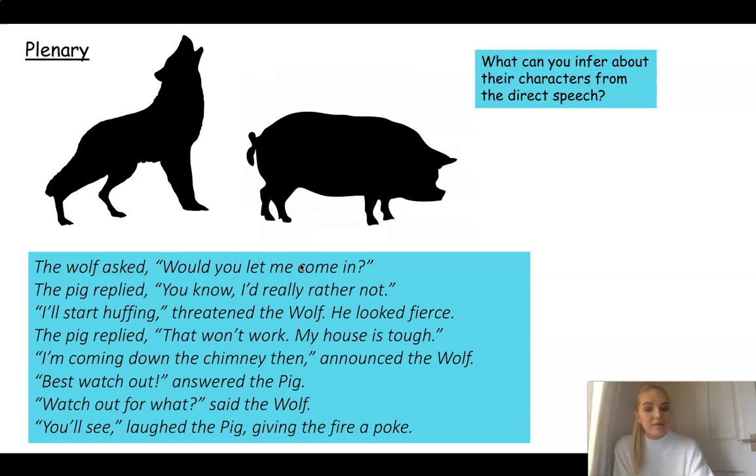So you have got the same bits of text and speech as we looked at earlier, when we needed to start a new line for each speaker. Your plenary is the question: what can you infer, so what can you tell about these characters from the direct speech? What I would like you to do is pause the video and have a think. You don't need to write anything down. What can you tell about what these characters are like from what they're saying? Are they nice characters? Are they mean characters? What makes you think this? Pause the video and have a think, please.